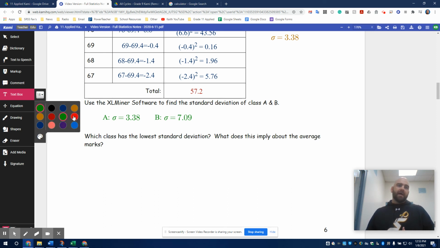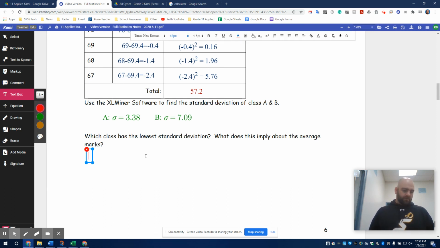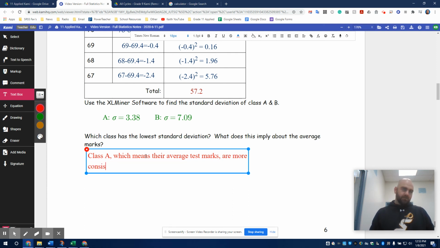So, which class has the lower standard deviation? Well, that's definitely class A. And what does this imply about the average marks? It means their average test marks are more consistent than class B. Class B has a wider range. Class A is much more consistent with their average mark. Each test had a very similar average mark, whereas class B had a very wide range of class marks.